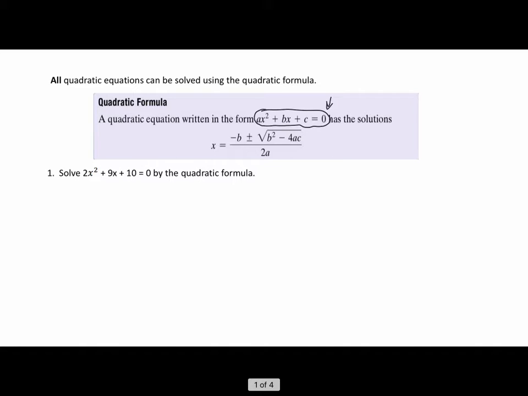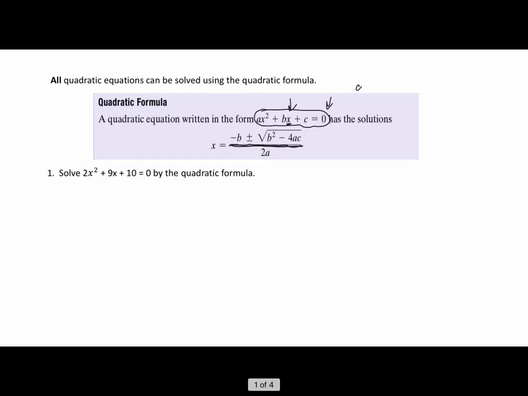So what we're doing is we're going to solve for x, which is the variable in the middle term. Whatever variable's in the middle term, that's what we're solving for. And the way that the formula works out is you take negative, so the opposite of b, plus and minus the square root of b squared minus 4ac all over 2 times a.